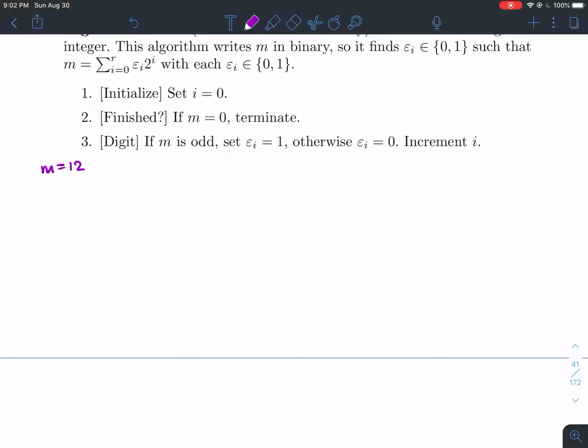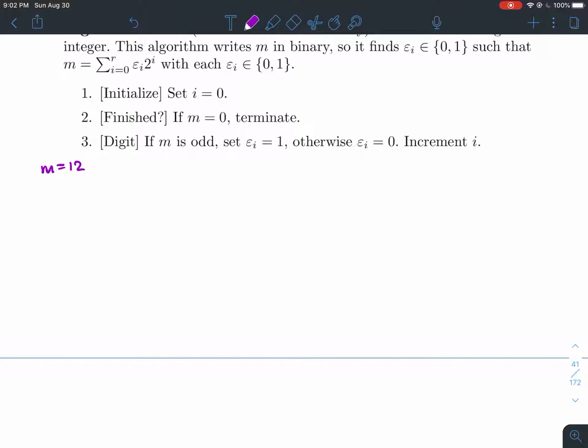And I want to write 12 in binary. So what would it look like? What I'm thinking about again is, what are the powers of 2 that I get to add together to make 12 if I'm only allowed to use 0 and 1 as the coefficients on those powers of 2? And again, just to emphasize, that's what this says here.